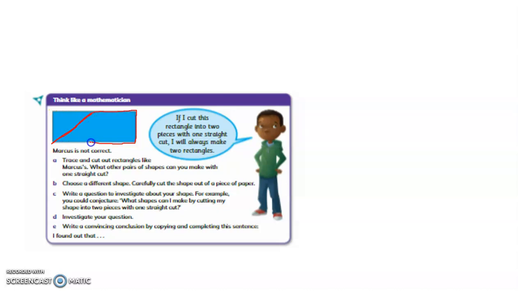Trapezium എന്ന് പറഞ്ഞാൽ എന്താ? Any four-sided figure with one pair of opposite sides parallel. ഒരു pair of opposite sides parallel ആയിട്ടുള്ള പിക്ചറിനെയാണ് നമ്മൾ എന്ത് പറയുന്നത്? Trapezium എന്ന് പറയുന്നത്. Here these two opposite sides are parallel. So Marcus is not correct because with one straight cut, it is just not always two rectangles.